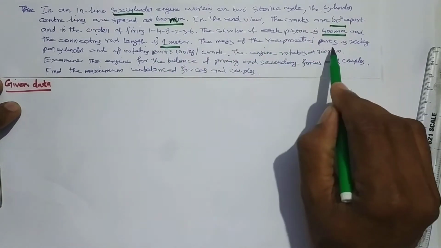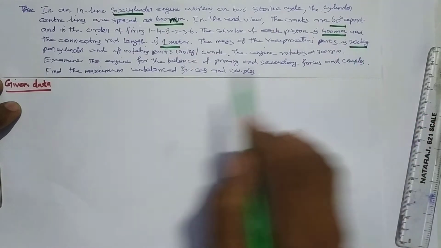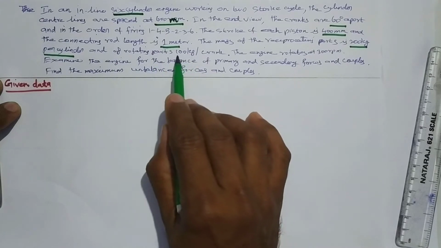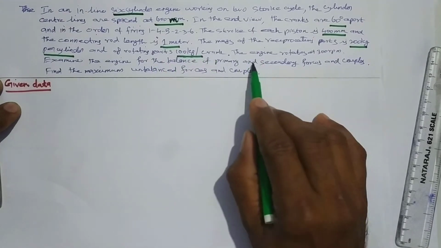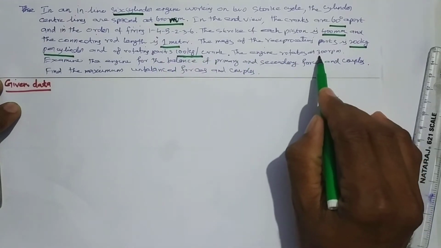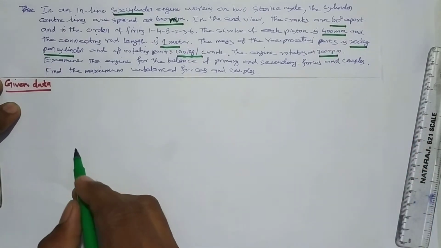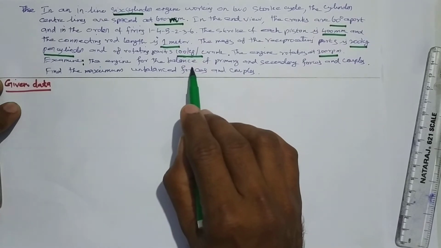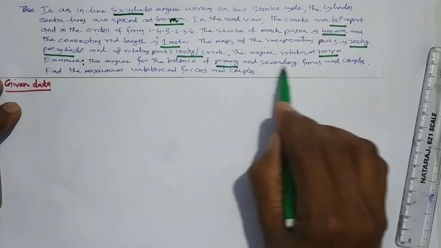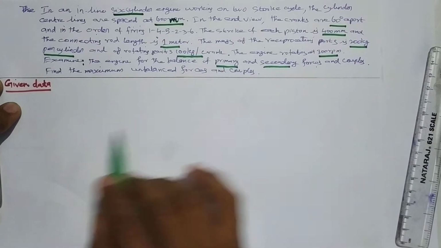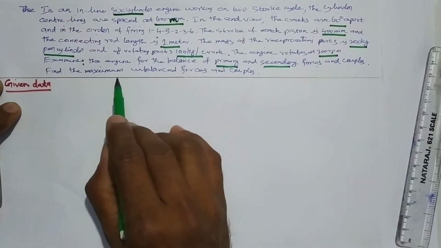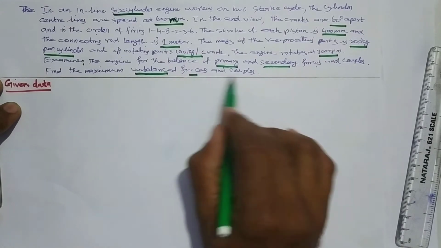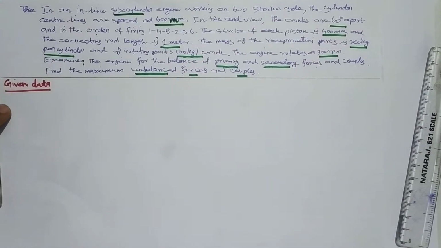The mass of the reciprocating part is 200 kg per cylinder, and the rotating part is 100 kg per crank. The engine rotates at 300 rpm. Examine the engine for the balancing of primary and secondary forces and couples, and also find the maximum unbalanced forces and couples. First, write the given data.